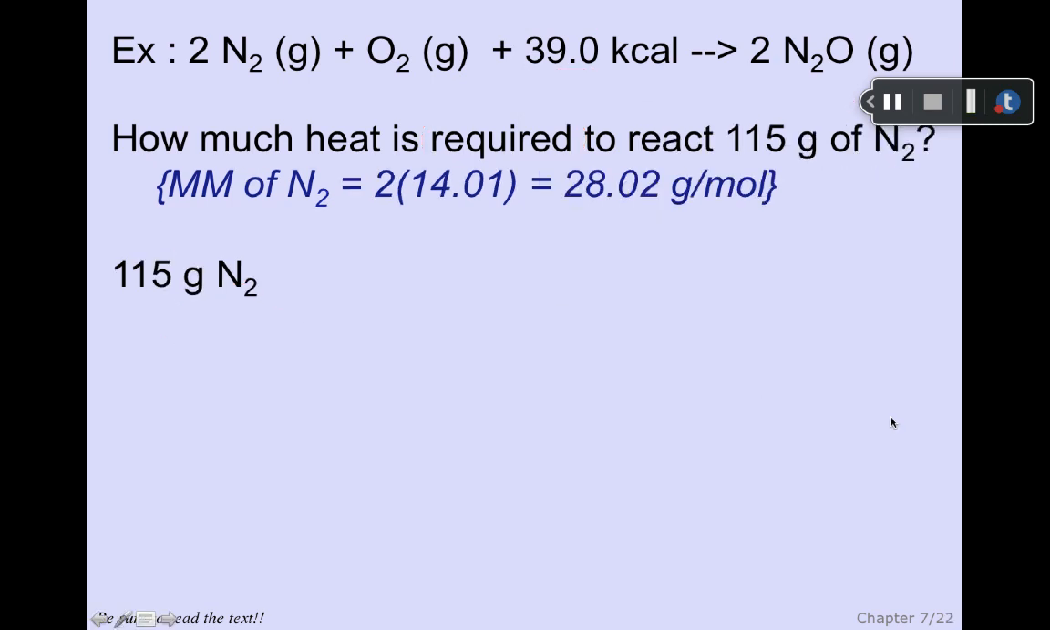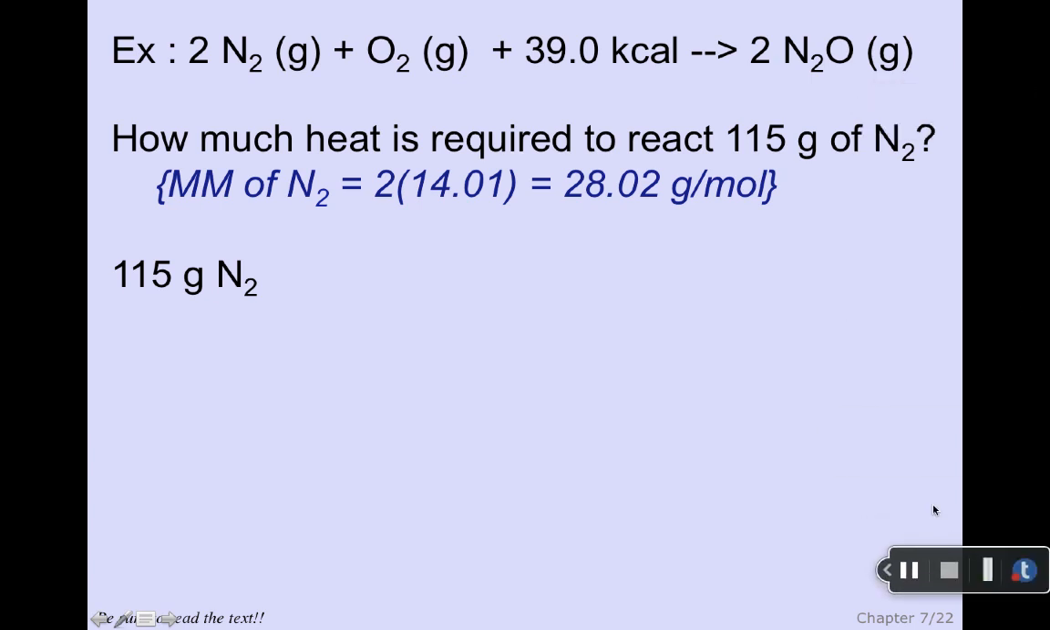All right, let's try another one. This is my last example for today. How much heat is going to be required to react 115 grams of nitrogen? Well, we'll start with our 115 grams, and the molar mass of nitrogen is provided because that's what we'll be using to relate to the kilocalories, because it's always going to be relating to moles.